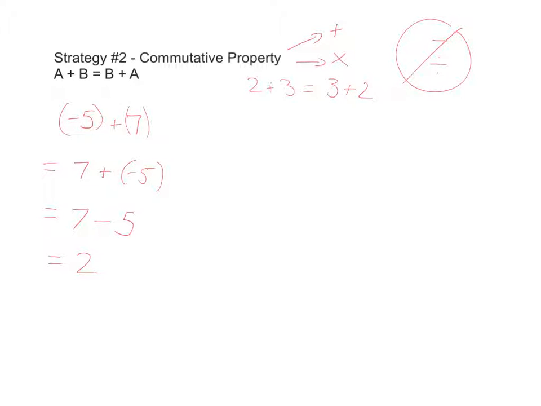So in this case, I used strategy number 2 to flip the order, to put the negative second, and I used strategy number 1 because I can think of adding a negative as subtracting a positive. So you can see I can start to blend some of these strategies together. All I did was take adding a negative and a positive, flip the order, and turn it into a subtraction.